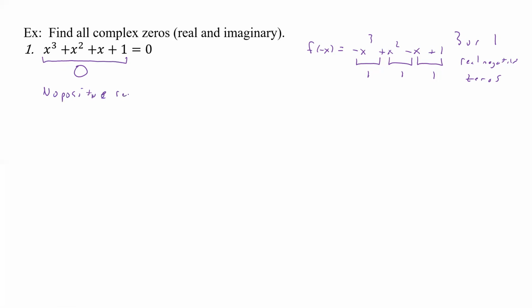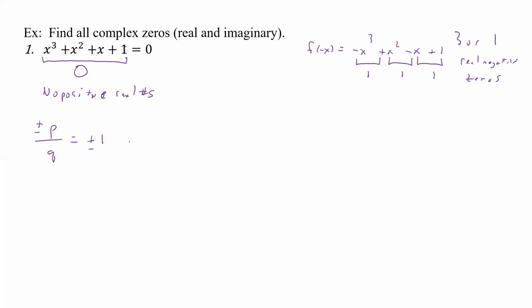Real numbers. Okay. So that was the f of x. This is the f of negative x. So now we know those two things. And so now what is our p over q? That's our next thing we need to look at. Well, that's going to be, again, our a0 over an. Here we have 1 and 1 again, so it's going to be plus or minus 1, basically.